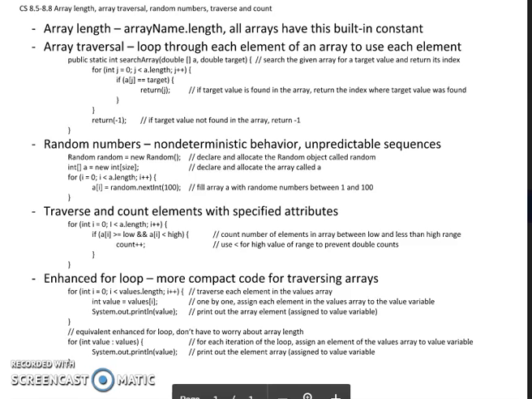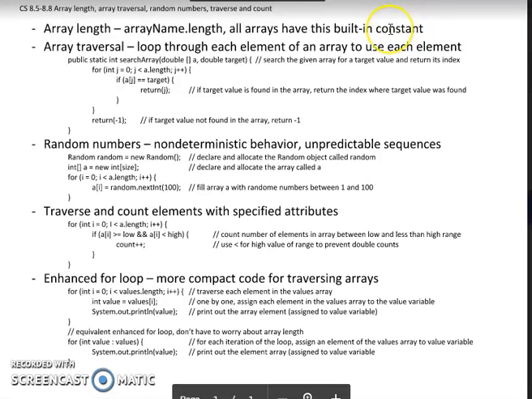Now we're going to take a look at some of the things you can do with arrays. First of all, you can figure out the length of an array. All you do is type in the array name, which you've already declared, .length. It's not actually a method, although it looks like one. It's not a function. It's actually a built-in constant that's associated with the array.